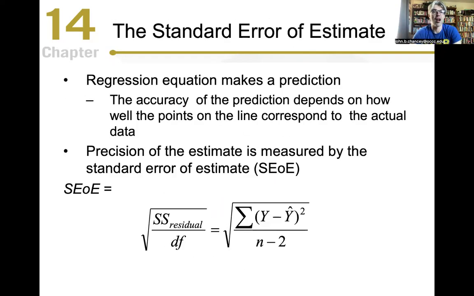So, the standard error of our estimate. Our regression equation makes a prediction. That's the purpose of the regression equation. The accuracy of the prediction depends on how well those data points actually correspond to our data. How well does the line fit our actual data? The precision of that estimate is called the standard error of estimate. So we're looking at the sum of squares residual over the degrees of freedom. Another way of conceptualizing that is we're adding up all of those distances of y minus y prime, squaring them, dividing by n minus 2, and that's our standard error. Residuals are just those differences.